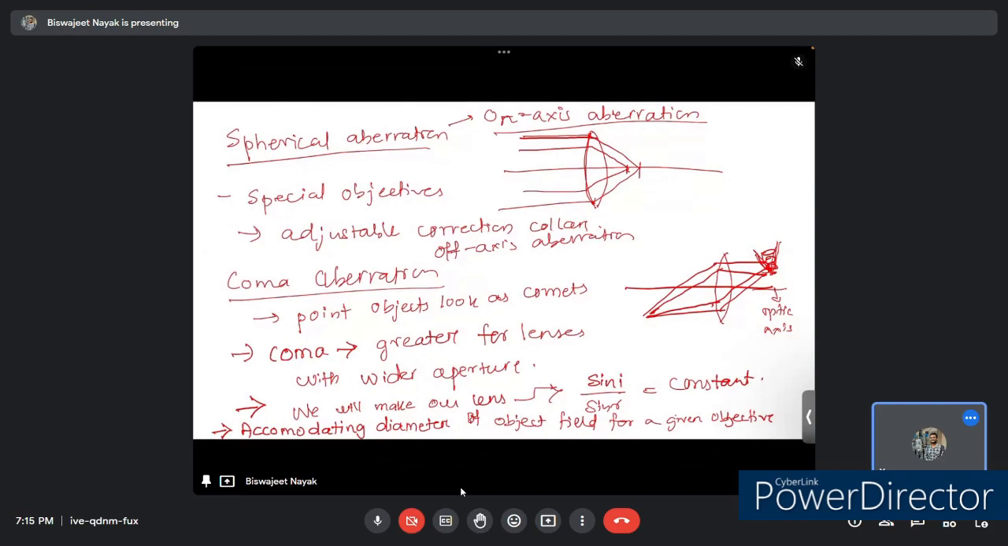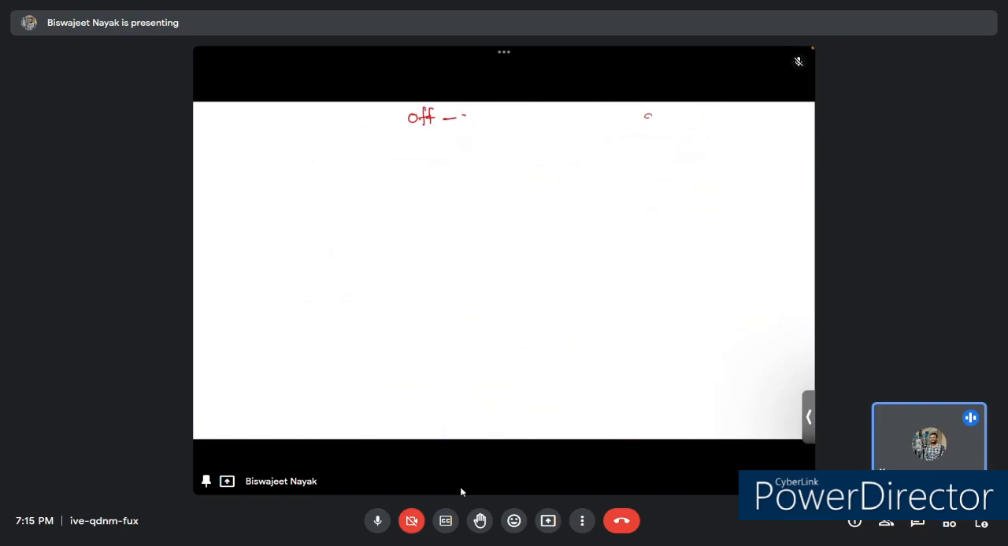So next off-axis aberration is astigmatism. This is a very common problem. The people who have this problem often use cylindrical lenses, which you might have seen when someone uses glasses.